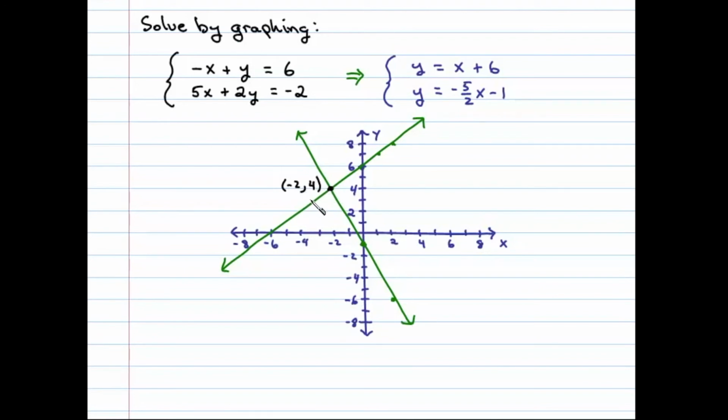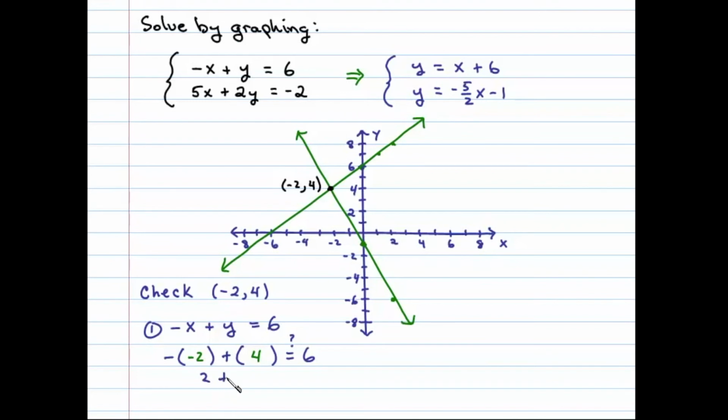Now we should check that. Let's substitute those values into the original system and see that it satisfies both equations. And so here we'll substitute negative 2 in for x and 4 in for y. Simplifying, we're left with 2 plus 4, and certainly that does equal 6.